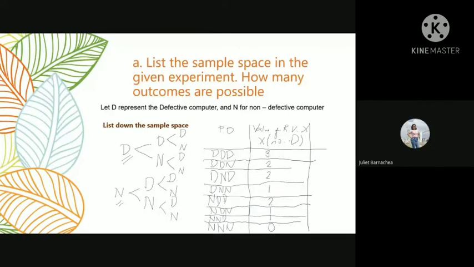Ito na ngayon yung value of the random variables. So, sabi dito, list the sample space. Ito na yon. How many possible outcomes na nakuha natin? 1, 2, 3, 4, 5, 6, 7, 8. So, there are 8 possible outcomes. Yun yung sagot.